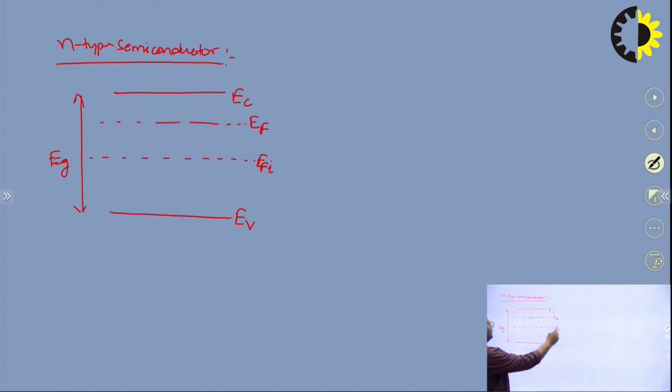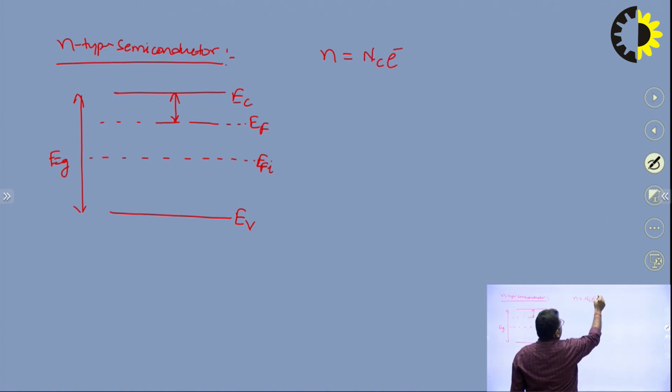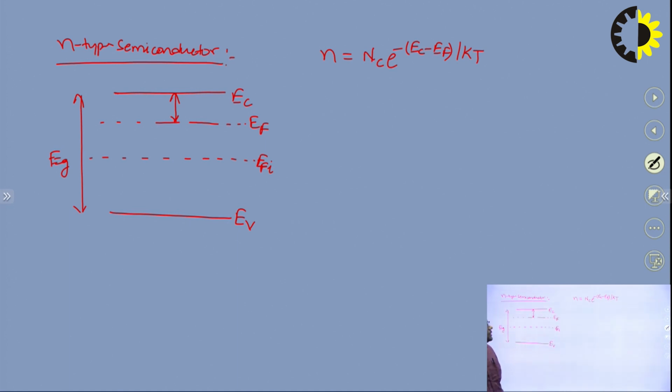So now we want to find out how much is this gap, right? And how we can prove that the Fermi level will shift towards the conduction band, right? So we will do it through a derivation. As we know, the concentration of electrons n can be given as Nc e to the power minus (EC minus EF) upon kT, right? So this is the concentration of electrons.